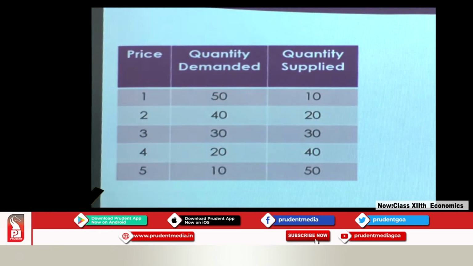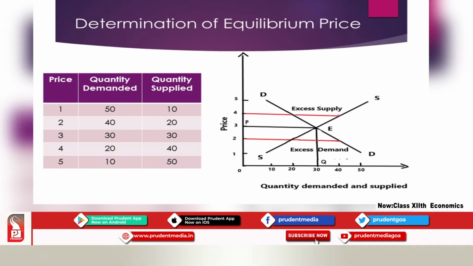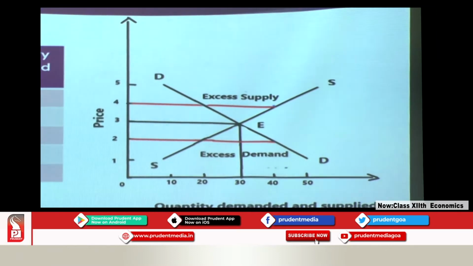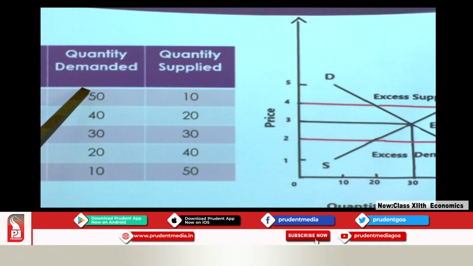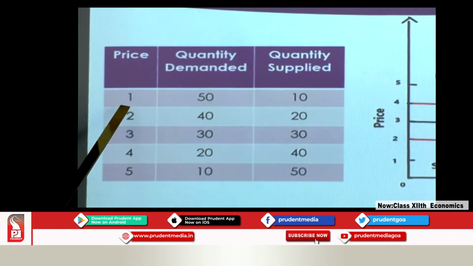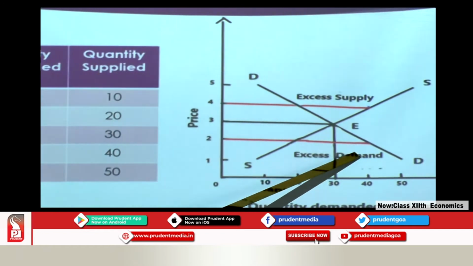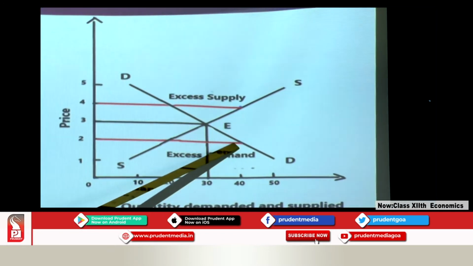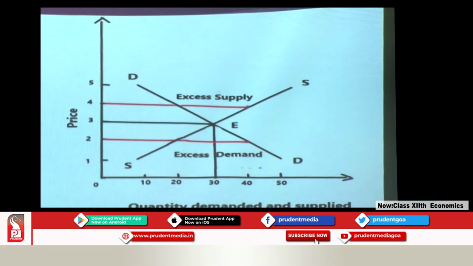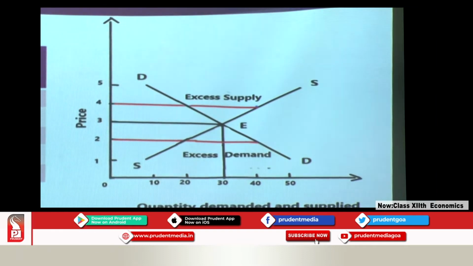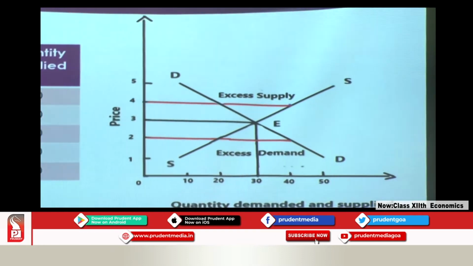Now based on this schedule, we are going to draw the diagram. As you have already seen in the earlier chapters, we draw the demand curve with the help of the price and the quantity demanded. We are plotting these two columns, and with that we derive the demand curve, which is DD. This is the demand curve that we derive with the help of the first and the second column, that is the price and the quantity demanded.